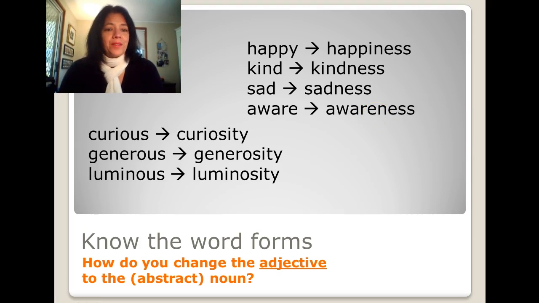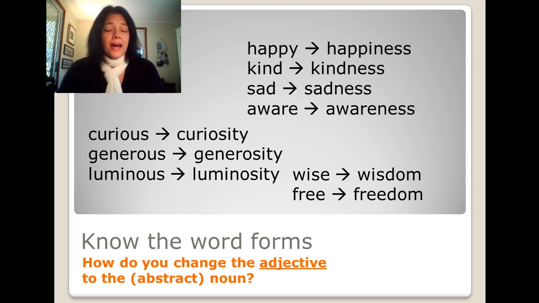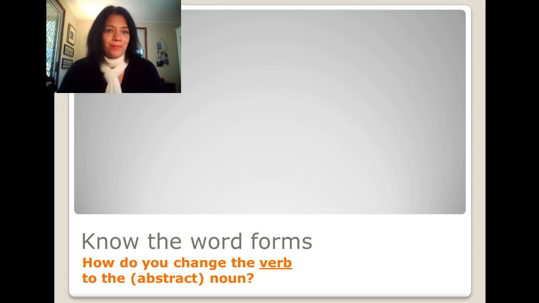The next one. What happens from the adjective to the noun? The adjectives all end in O-U-S, but the noun has no U. The U must be removed. Curious, curiosity. Generous, generosity. Luminous, luminosity. Wise, wisdom. Free, freedom. Those are all adjectives to nouns.